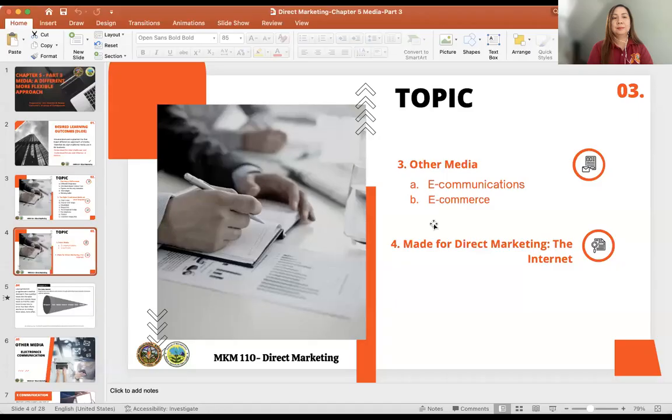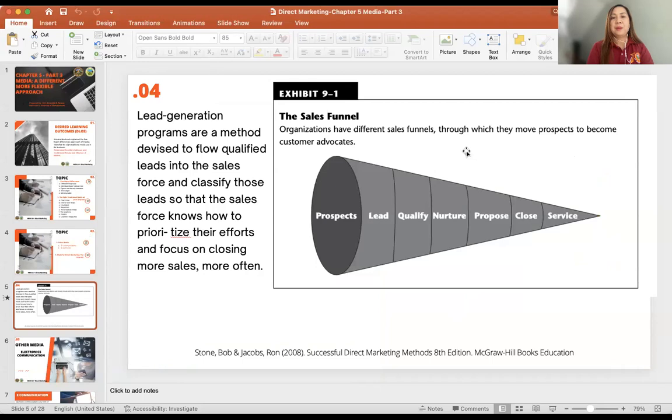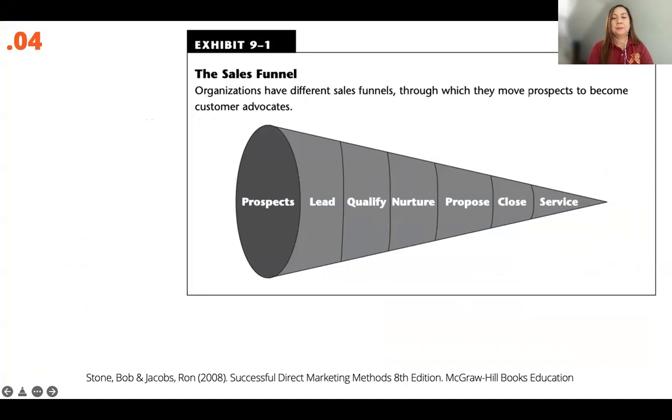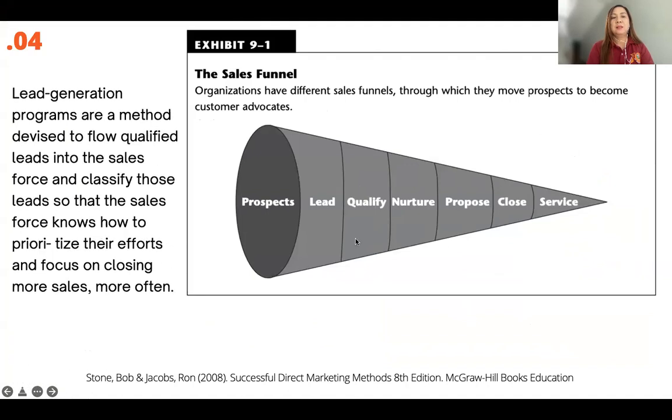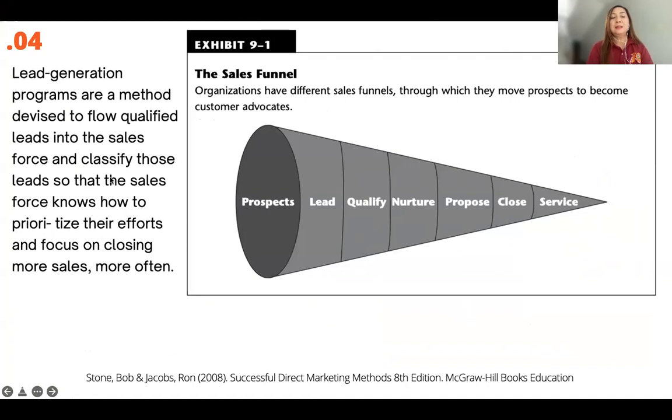Let me just show you on our PowerPoint presentation. I'm referring to this one, all right? So this is the sales funnel. The lead generation programs are a method devised to flow qualified leads into the sales force and classify those leads so that the sales force knows how to prioritize their efforts and focus on closing more sales more often.